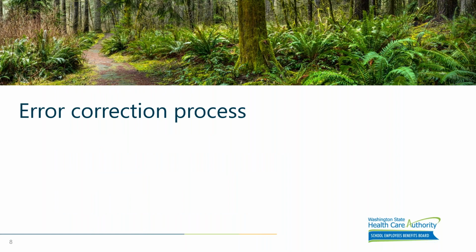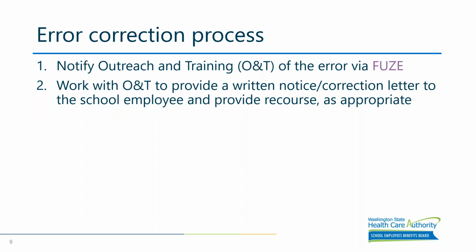So let's talk about the error correction processes, which is really important. So many steps to follow if you do discover an error that you as a BA made. So the first step would be to notify outreach and training of the error using Fuse. Let us know that, hey, it's been a couple of months and we forgot to enroll an employee. We just realized that. And again, work with outreach and training to provide a written notice or correction letter to the school employee and provide recourse as appropriate. So work with outreach and training if you do discover that you made an error. Work with us to correct this error for the employee.